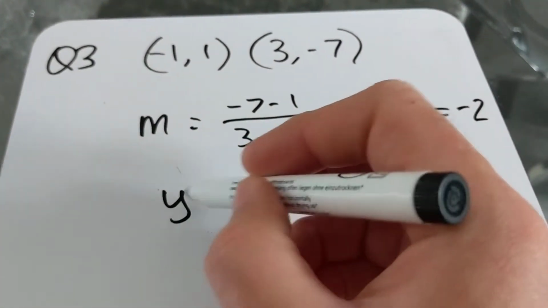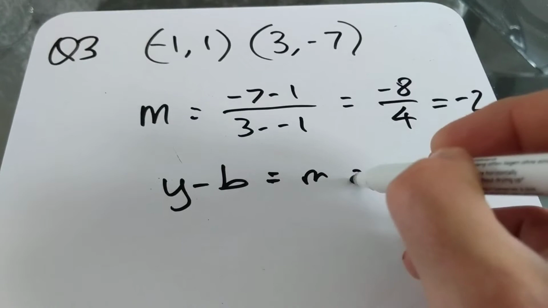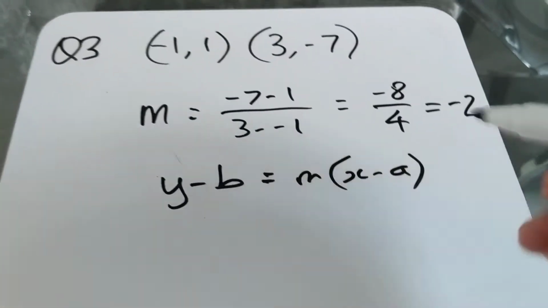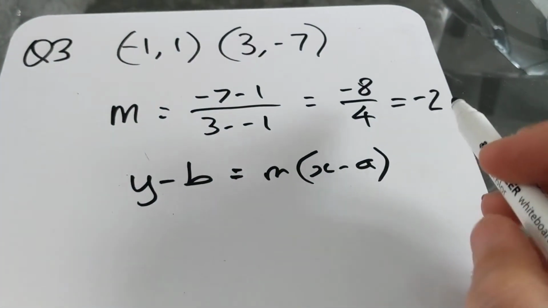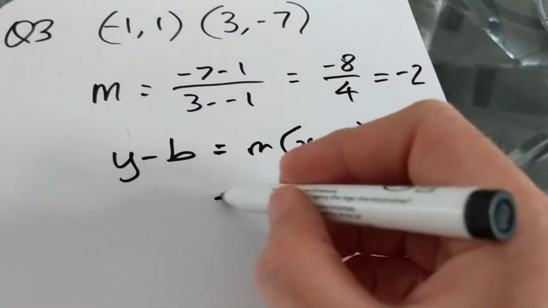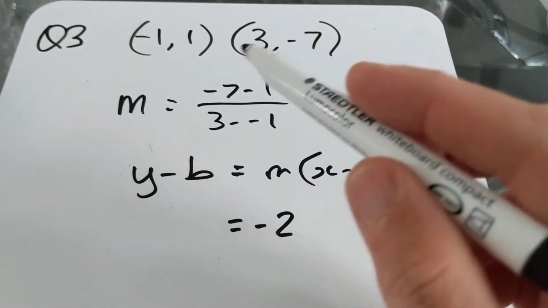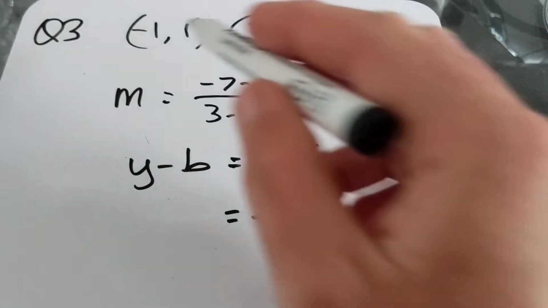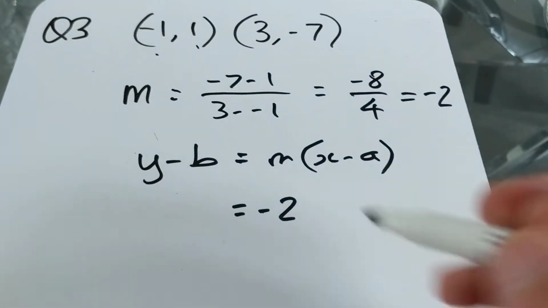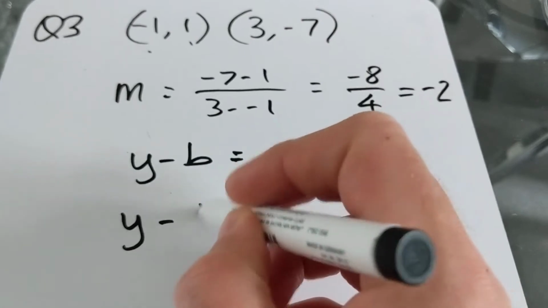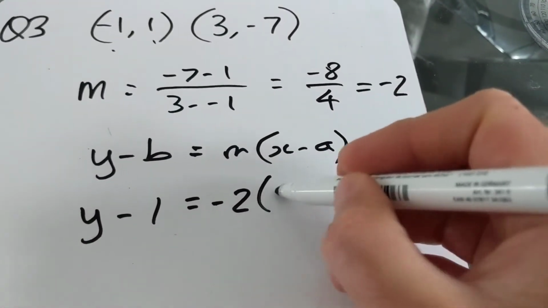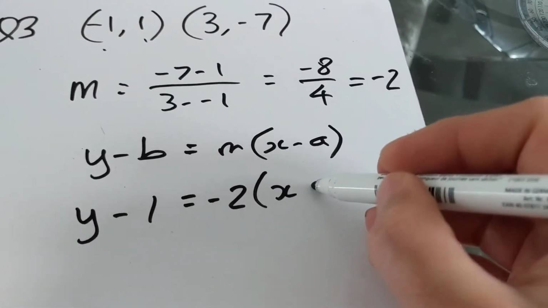Using the equation y minus b equals m bracket x take away a, you need your gradient as your m. It's the minus 2 where the m is. The a and the b you can get from either one of the points. I'll just use a and b. So it's y minus 1 equals minus 2, x take away negative 1, which is plus 1.